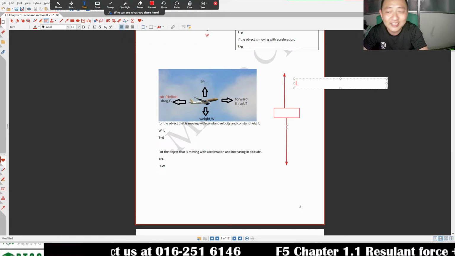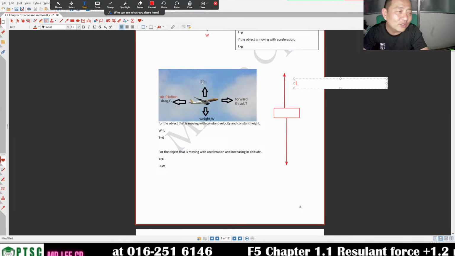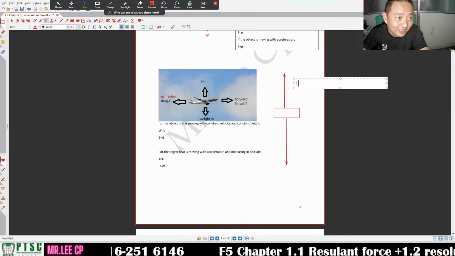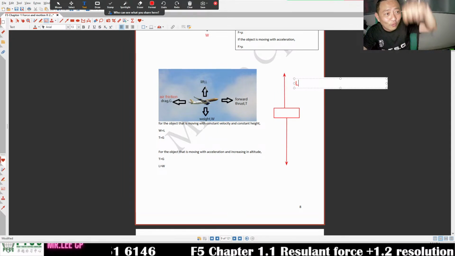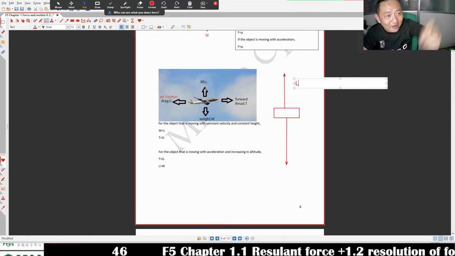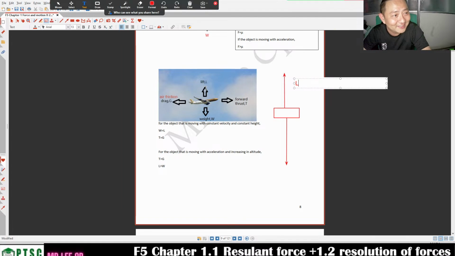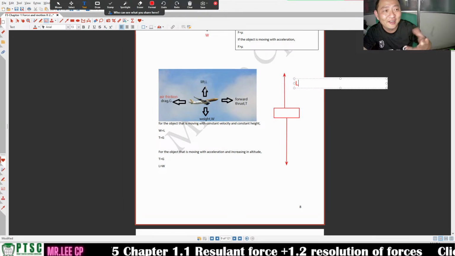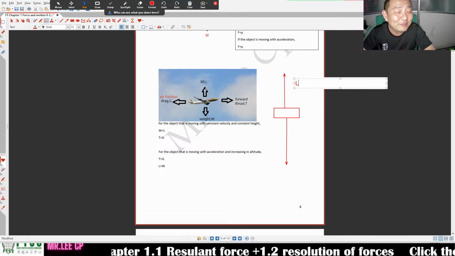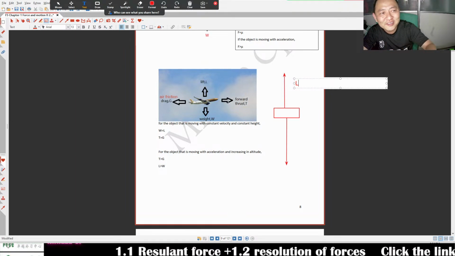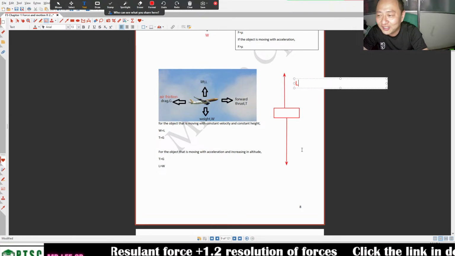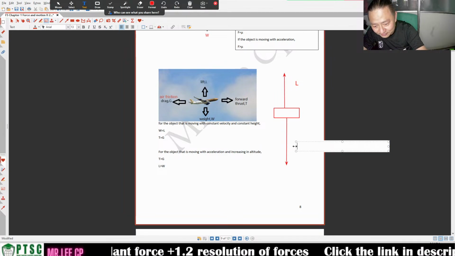This is not tension. Teacher, why not call it T? T normally is tension, right? If you call it T, it means you have a string pulling on the aeroplane. That one is a toy one, a toy aeroplane, right? So this one is called weight.